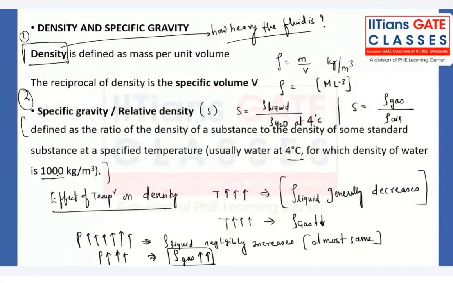But anytime you use 998, tell me guys, no, right? Correct. So that's why we take the maximum density of the water at 4 degrees centigrade, that is 1000 kilogram per meter cube.